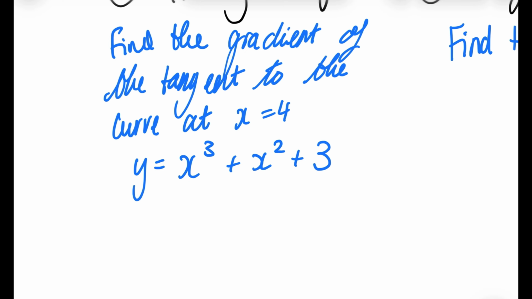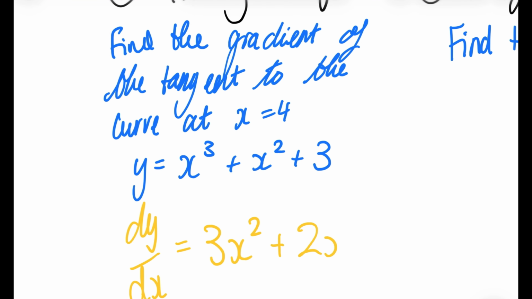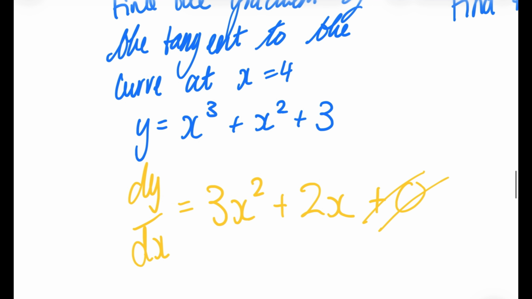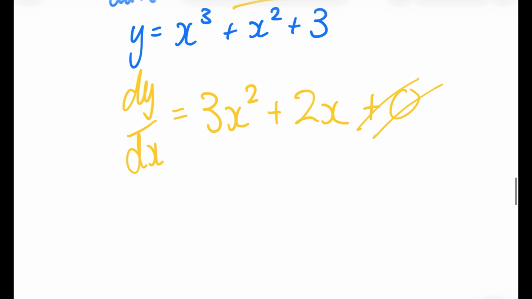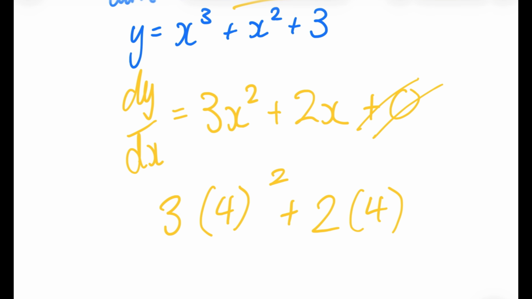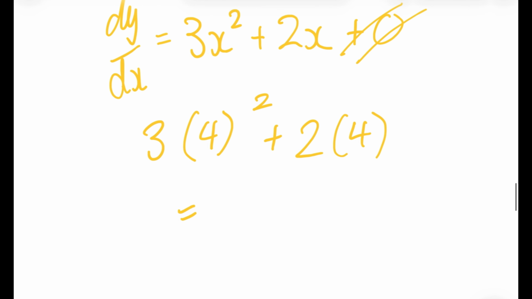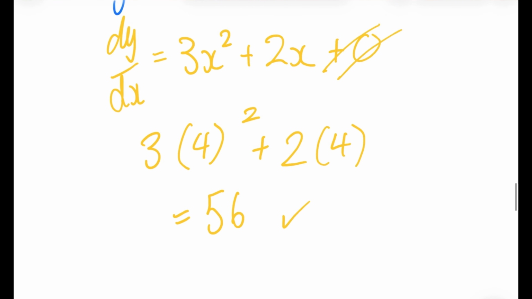So let's take the derivative, knowing the power rule, which we just learnt. 3x squared plus 2x. Derivative of a constant is 0. So plus 0, which we don't need. And now the question's asked us to sub in x equals 4. So that is going to be 3 times 4 squared plus 2 times 4, which is going to be 56. And that is our gradient at the specific point. And we've answered our question there.